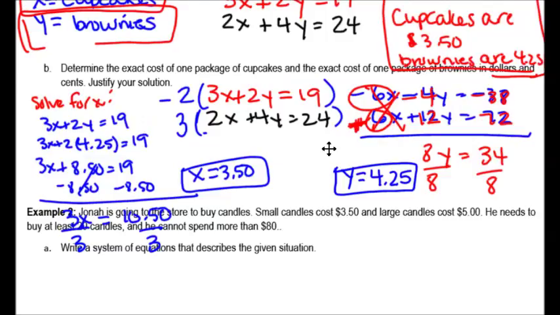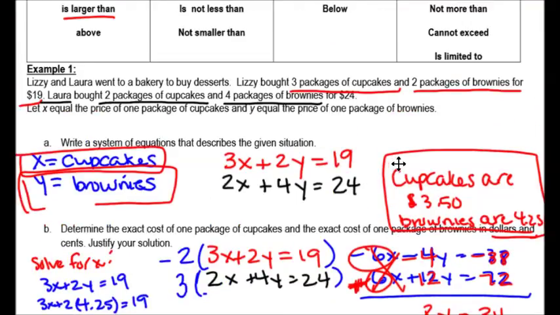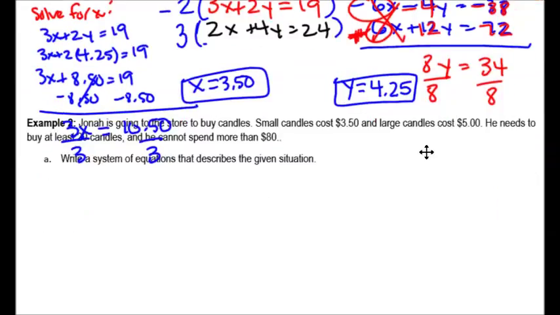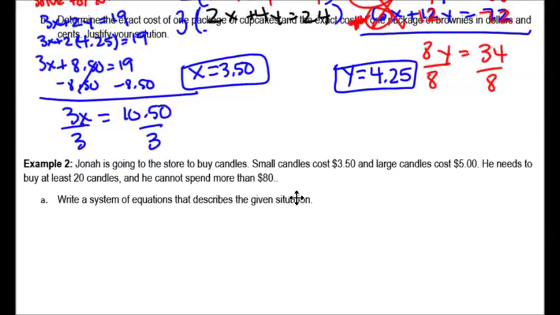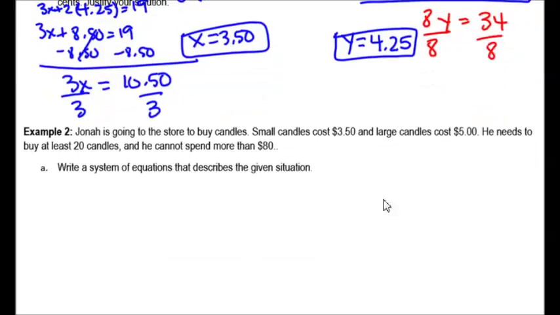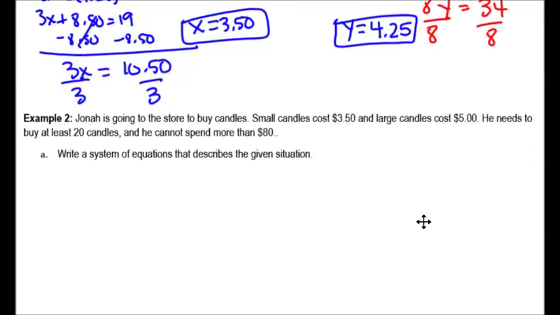All right, so solving the first example with Miss Santiago, if you notice, it was very similar to all of that lesson 18, solving systems of equations algebraically. Well, let's take a look at example number 2 because it's just a little different.